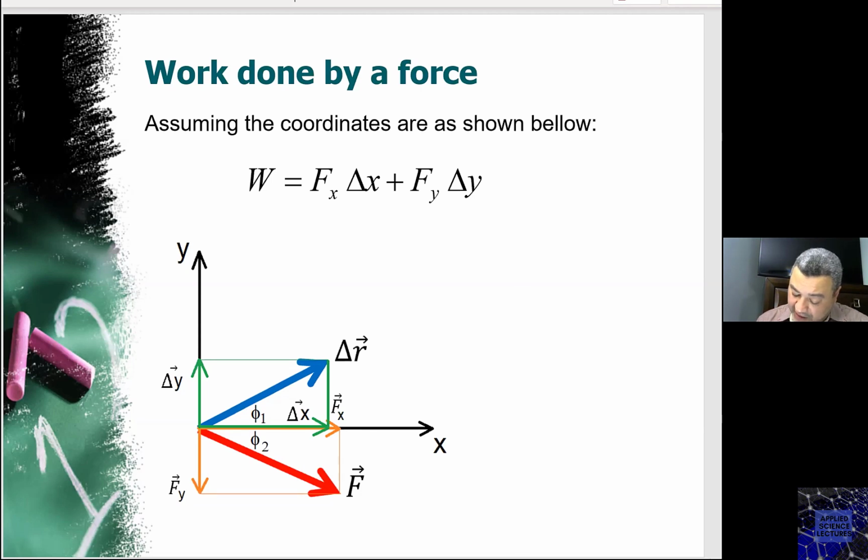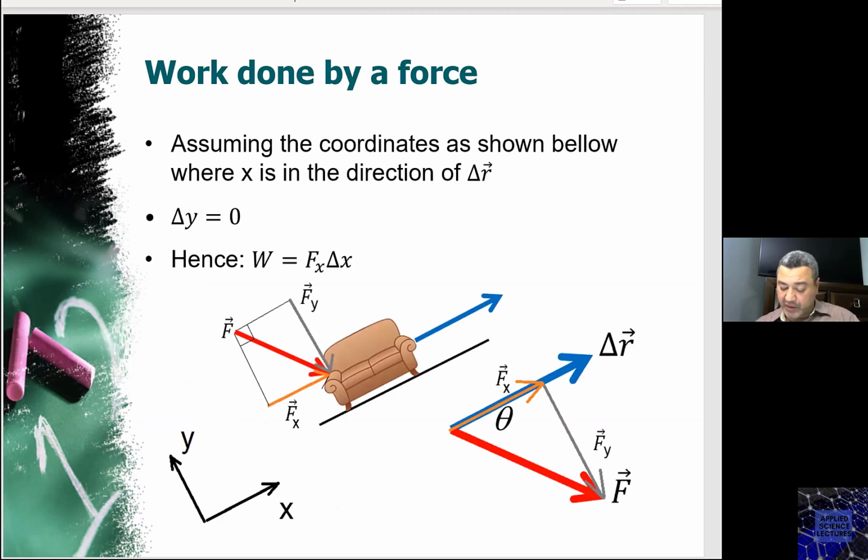By obtaining those components, if I look at the force F here, it can be projected, as you can see, on the x-axis as Fx, on the y-axis as Fy. This displacement vector delta r is delta x on the x-axis and delta y on the y-axis. So I can calculate the work by using the components projected on the coordinates for the force and for the displacement vector.